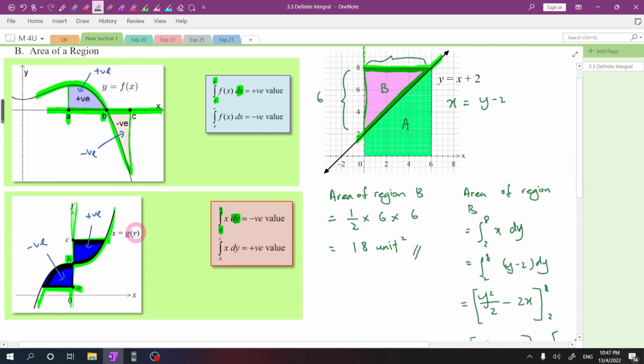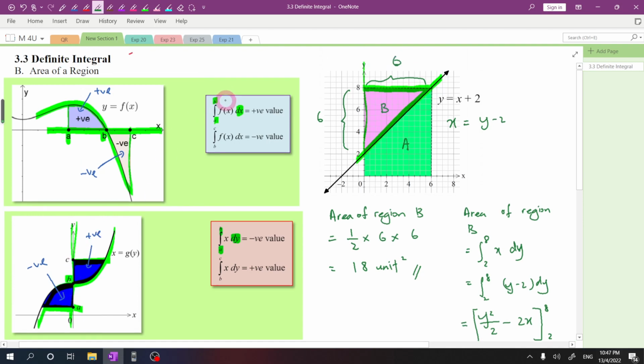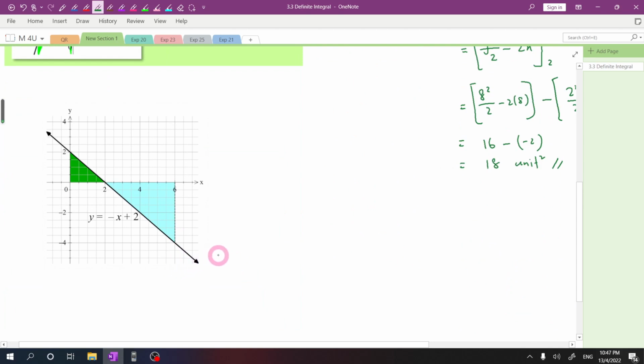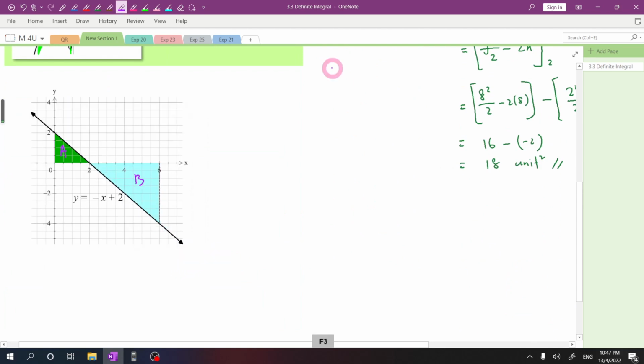Okay, now let's look at another example. Just now I told you that sometimes you get positive, right? For this formula, x dy, right hand side you get positive, left hand side you get negative, right? For y dx, above the x-axis you get positive, below the x-axis you get negative, right? Now let's look at this example. Let's find the area of A and the area of B.